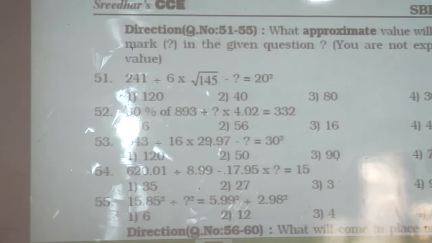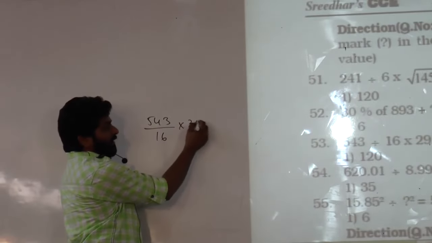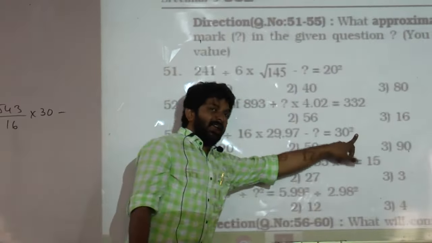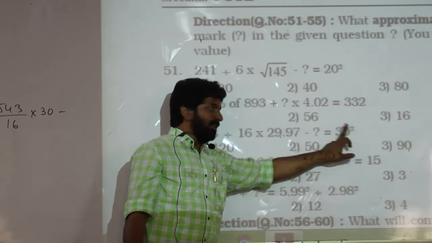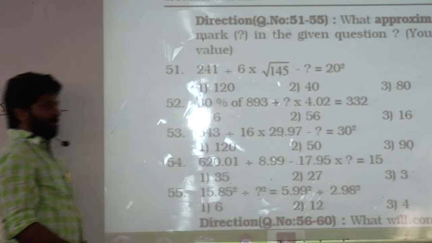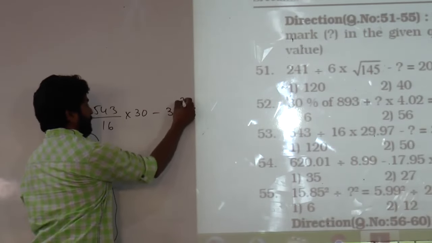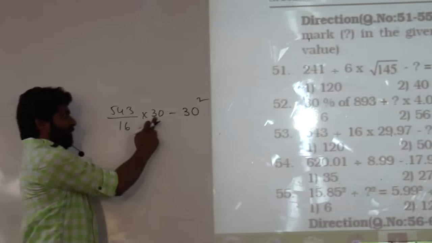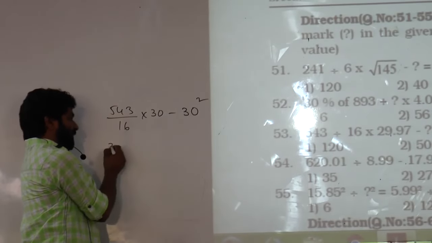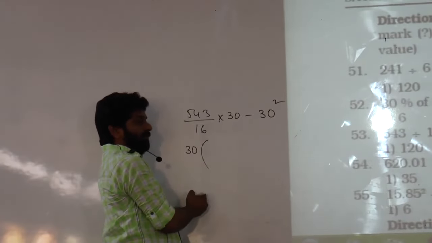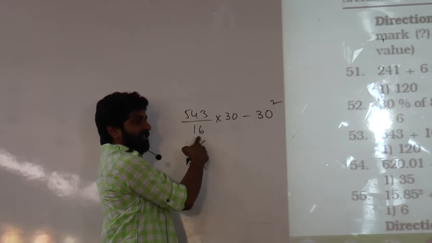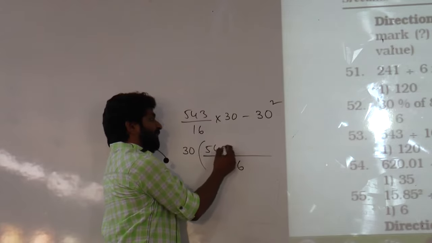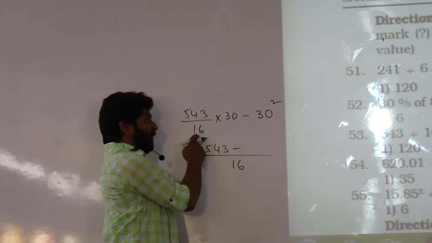543 divided by 16 into 30 minus how much is equal to 30 square. Take this minus x to the right hand side, that becomes plus x. Take 30 square to the left hand side, that becomes minus 30 square. Take 30 common. This is 30 multiple, this is also 30 multiple, right? Take 30 common. You have 543 by 16 minus 30. Take again 16 common. 543 minus 30 into 16.